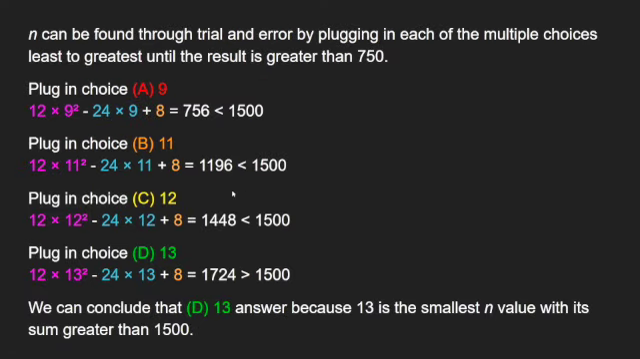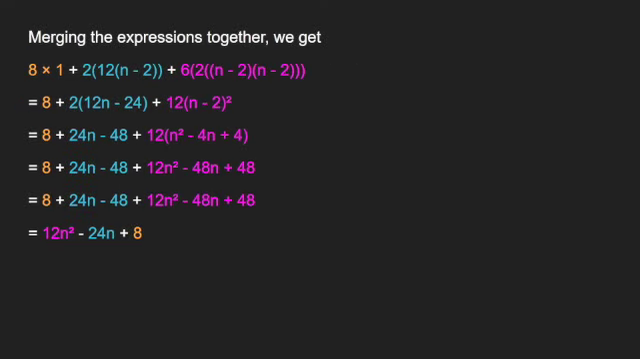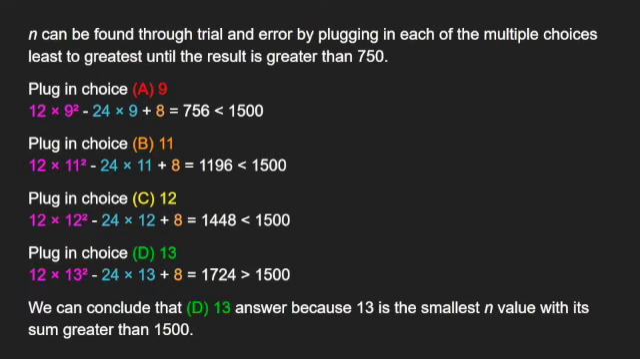So now n can be found through trial and error by plugging in each of the multiple choices from least to greatest until the result is greater than 1500. There's a little typo there. So plug in choice A, 9. We get 12 times 9 squared minus 24 times 9 plus 8. That's 756. That is less than 1500.